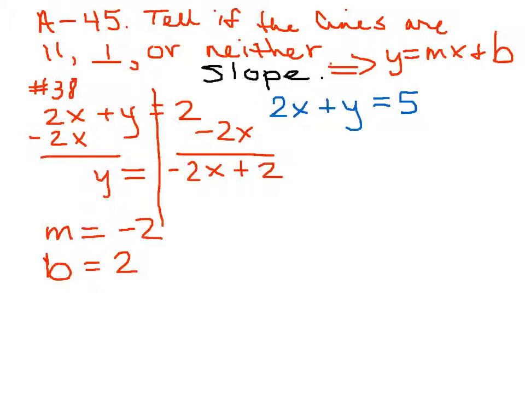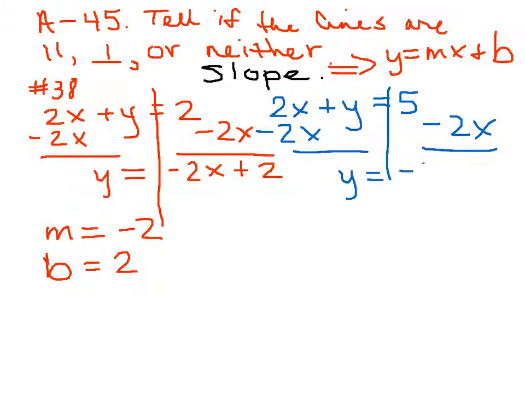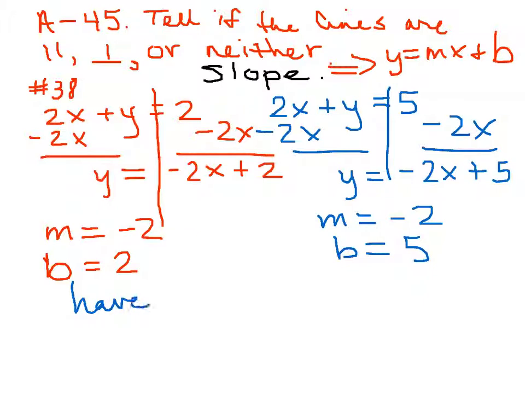And if we come over to the blue line, see, I remember to use the pretty blue, I'm going to subtract 2x from both sides. And I'm going to actually make that an x. That's going to give me y is equal to negative 2x plus 5. Therefore, my slope is equal to negative 2, and my y-intercept, or my b, is equal to 5. They have the same slope.